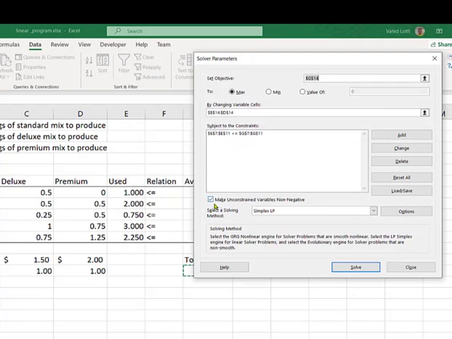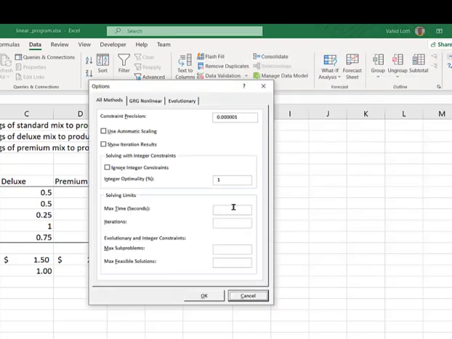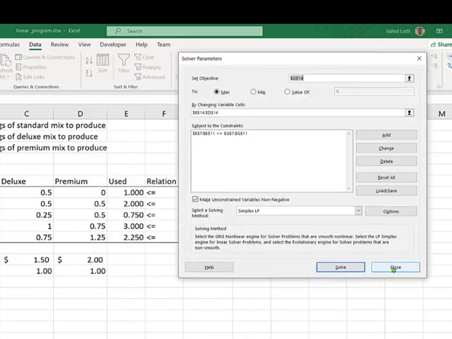We have non-negative decision variables, so we leave this check mark. We want to solve it using simplex LP. Be careful because the default is the non-linear one, but we want to use simplex LP. And you can choose a variety of different options such as show iterations, etc. I'm just going to bypass those and go ahead and say solve.